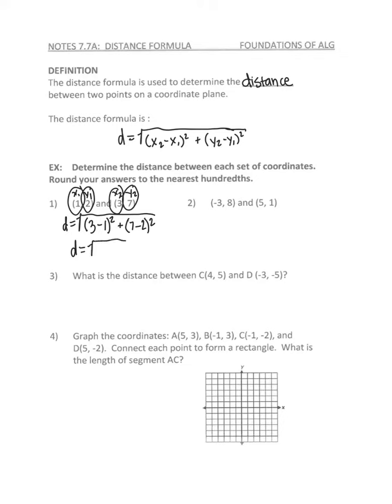So if we simplify this down, we get the square root. I know 3 minus 1 is 2, so I have 2 squared, and 7 minus 2 is 5, 5 squared. 2 squared is 4, and 5 squared is 25, so I have D equals the square root of 4 plus 25, which is the square root of 29. And now I can plug into my calculator square root of 29, and I get my distance is 5.4.